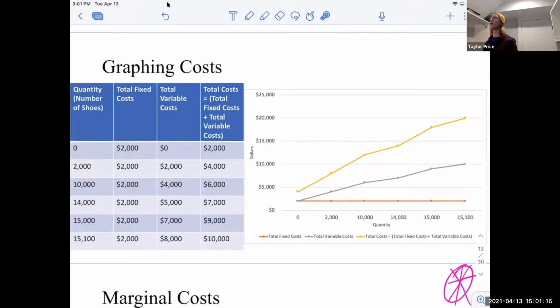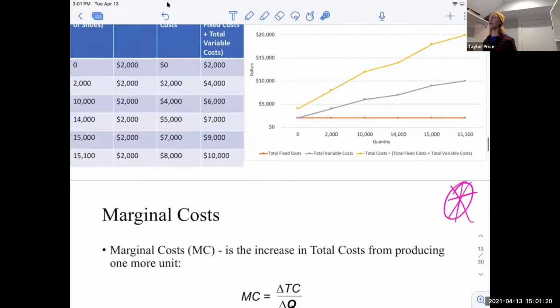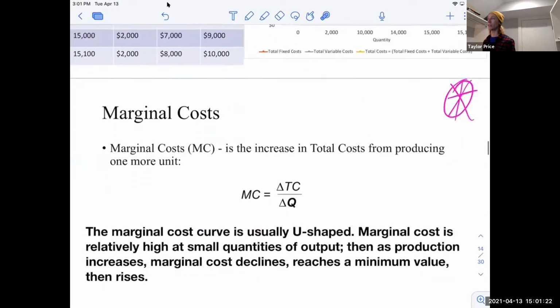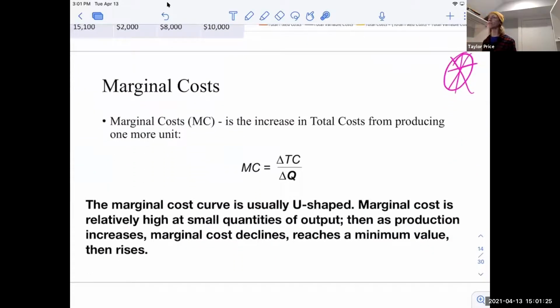Now we're going to move on to a discussion of marginal costs. Marginal costs are just the increase in total cost from producing one more unit of a good. We usually see the equation like this, where the little delta symbol just means change: the change in total costs over the change in quantity.